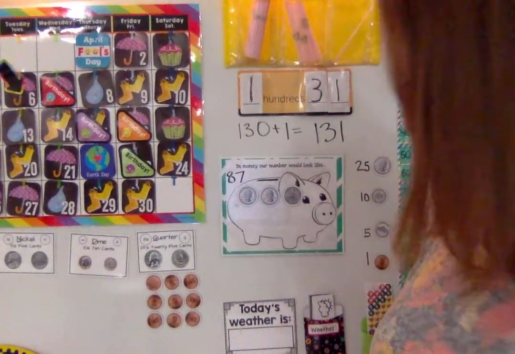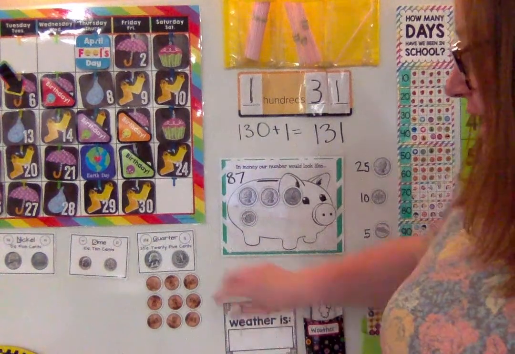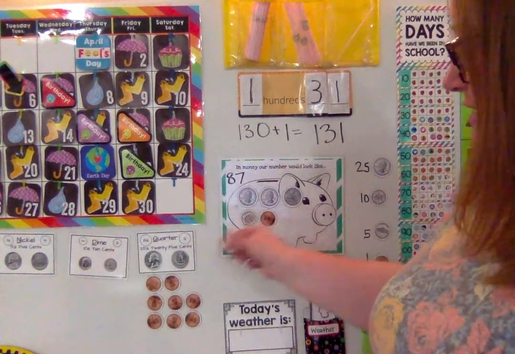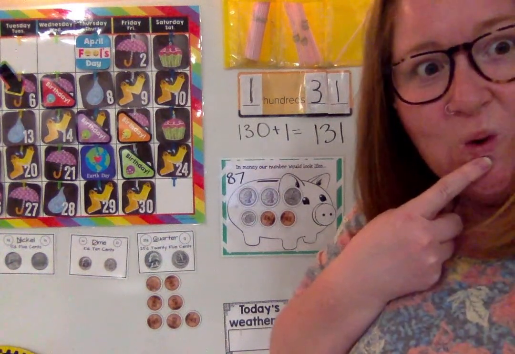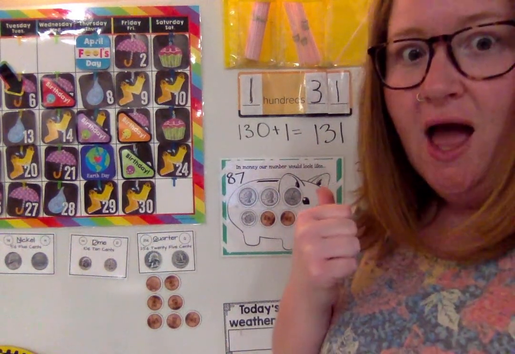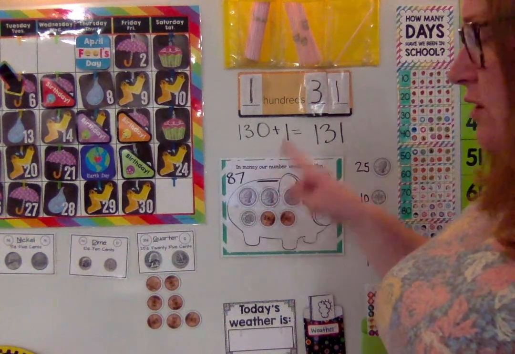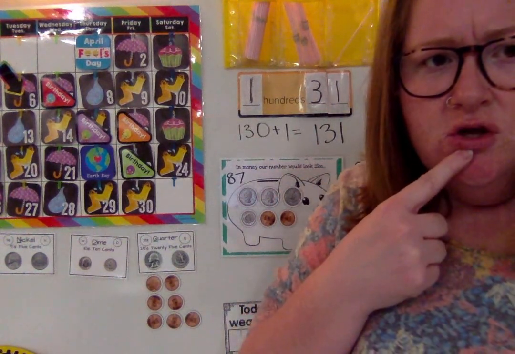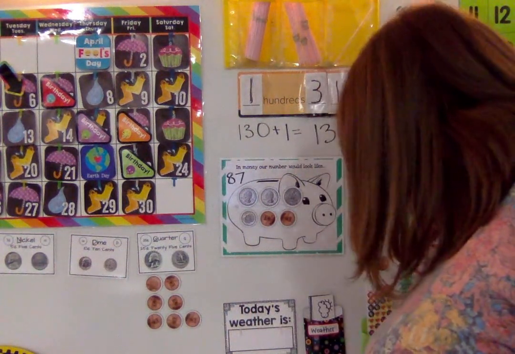So 75, 85, 86, 87. Woo! This is the least amount of coins that we could use. Now, we could take a quarter. What do we know a quarter is made up of? 2 dimes and 1 nickel. I could trade it out for 2 more dimes and a nickel.